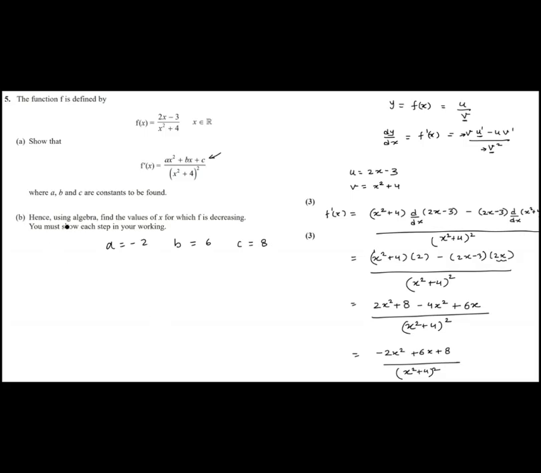Now question B is, hence using algebra, find the values of x for which f is decreasing. A function is decreasing if f dash x is less than 0; this is the condition for a decreasing function. Now f dash x is this function here, so we write minus 2x squared plus 6x plus 8 over (x squared plus 4) whole squared, less than 0.